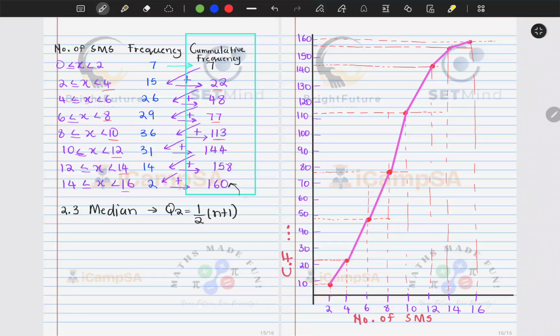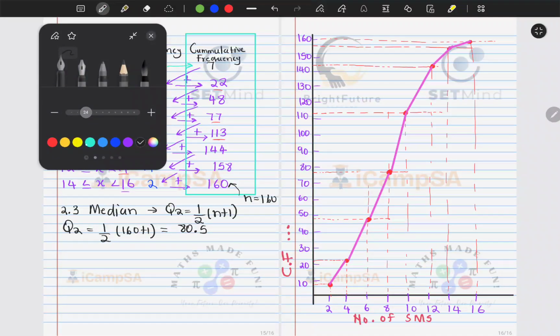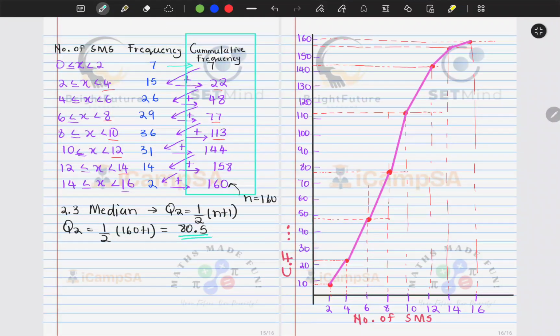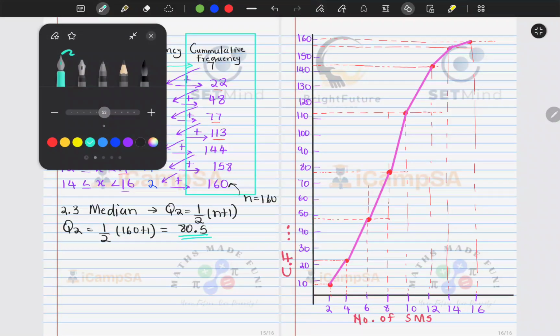So the 160 here is our n. So this means my Q2 will be half of 160 plus 1, which will be equal to 161 divided by 2. And what you end up getting is 80.5. Okay. So this 80.5, I'm going to look for in my graph. So let's go ahead and do so.